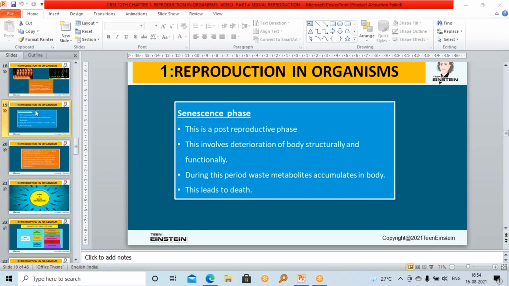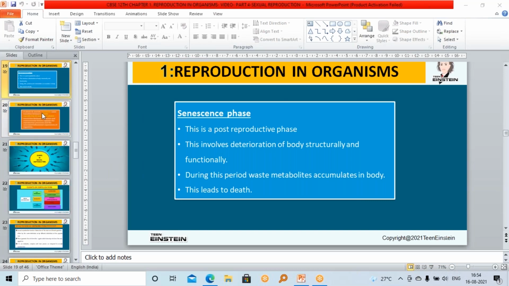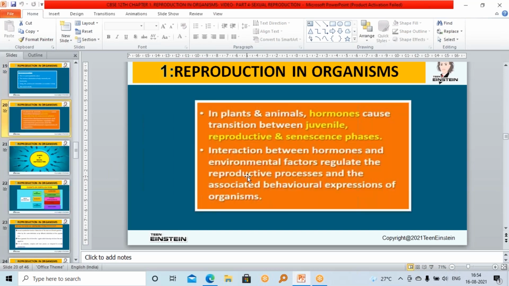So in plants and animals, hormones cause the transition from the juvenile stage to the reproductive stage, then from the reproductive stage to the senescence phase. So in plants and animals, this transition from one stage to another is taking place. Along with these hormonal changes, the phases also change, from one phase to another. And those hormonal changes are the reason for the change from one stage to another.